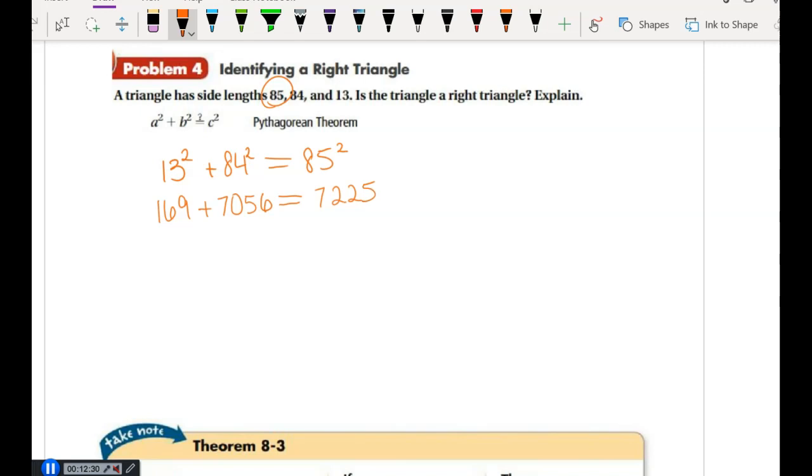So I'm going to simplify. I'm going to combine this. Notice I'm not bringing anything on. I'm keeping everything where it is. So I'm going to combine 169 and 7,056, and when I do, I get 7,225. Is 7,225 equal to 7,225? So yes, the triangle with sides 85, 84, and 13 is a right triangle.